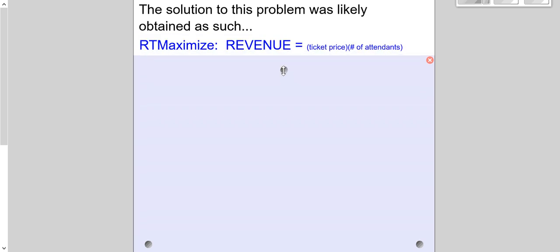When I teach it, I will say, okay, the first thing you want to do is make your equation statement. What are you required to maximize? RT maximize stands for required to maximize, and you're either maximizing something or minimizing. In this case, we're maximizing revenue. A formula for revenue is the attendance, how many people came, times the ticket price, how much each ticket was. So that would have generated our revenue.